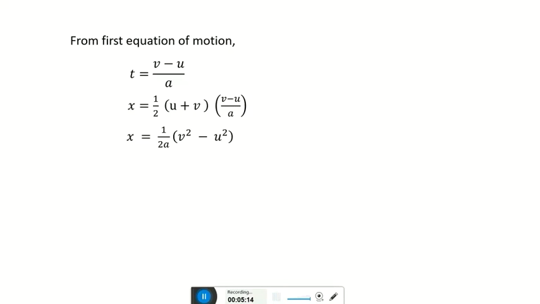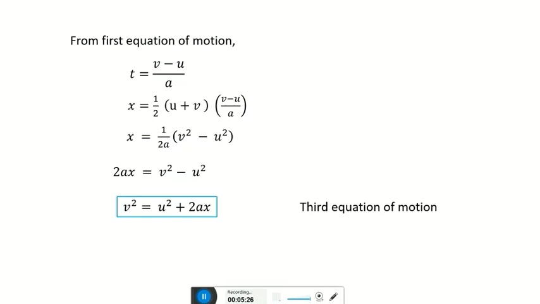Again, from the equation of motion, t = (v - u)/a. Hence, x = 1/2 (u + v) × (v - u)/a, which is equal to 1/2a (v² - u²), or 2ax = v² - u², or v² = u² + 2ax. This is the third equation of motion by the graphical method.